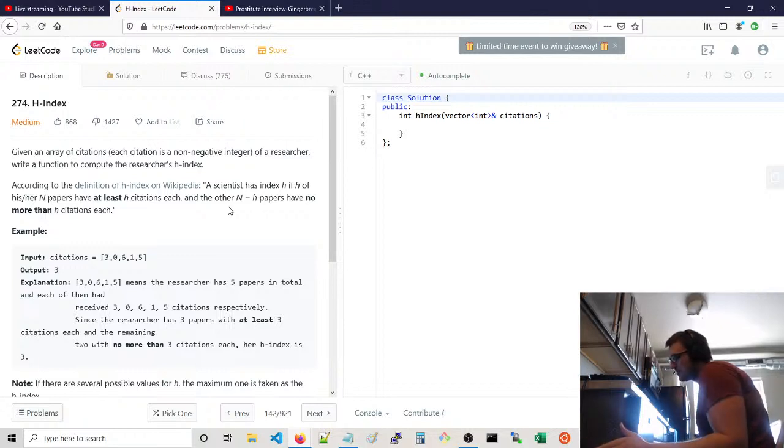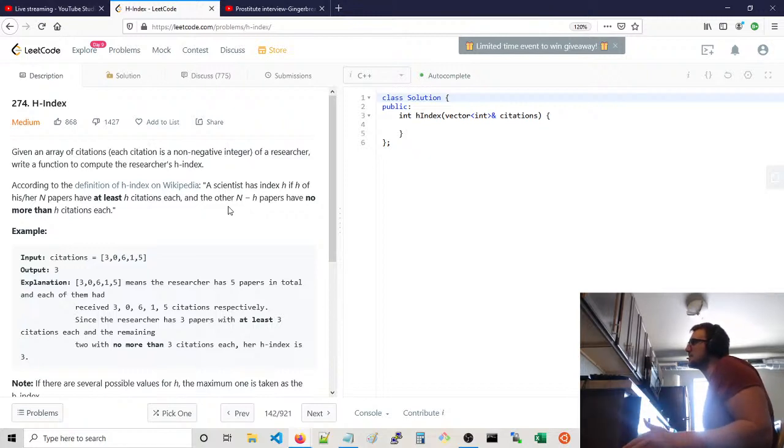So if you have one paper that has at least 1 citation, your H is at least 1 because everything else is less than that, and that's fine. If you have 2 papers with 1, it's still just 1 because everything else is 1 or less. If you have 1 paper with 1 and a paper with 2, it's still 1. No, see, there you go. Right, see, that's a problem. Right, if you had 0, 1, 2, 0, 0, 0, right?